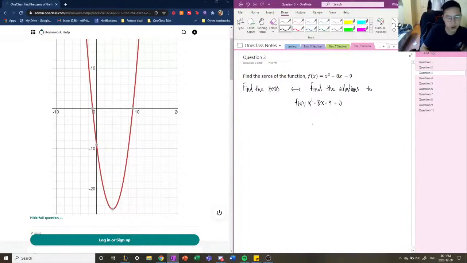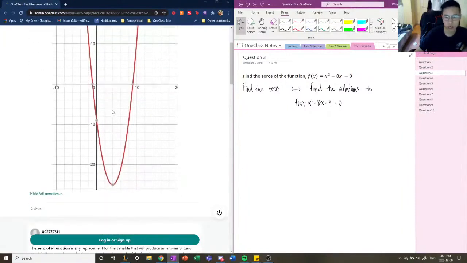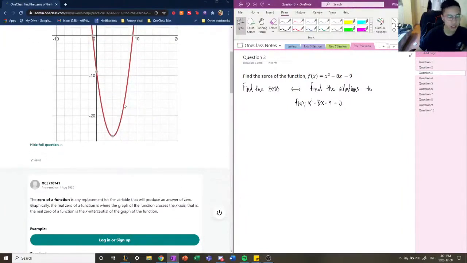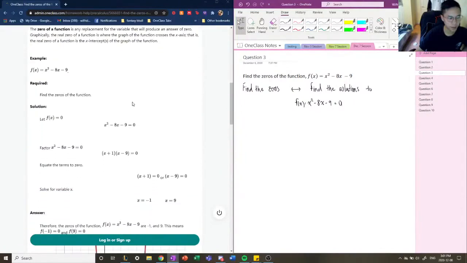Okay, so yet again, you guys can apply the visual method of locating where the graph is equal to 0 and finding those points manually. Or you guys can use factoring or the quadratic formula to find the zeros. In this case, we're going to use factoring. So we're going to set our equation out first. Let f of x equal to 0. So that means that x squared minus 8x minus 9 equals 0.